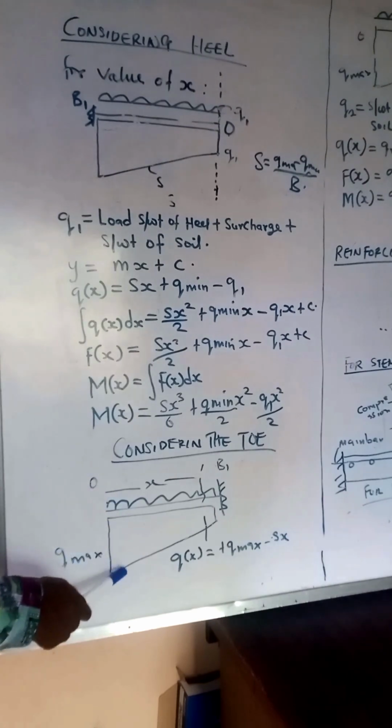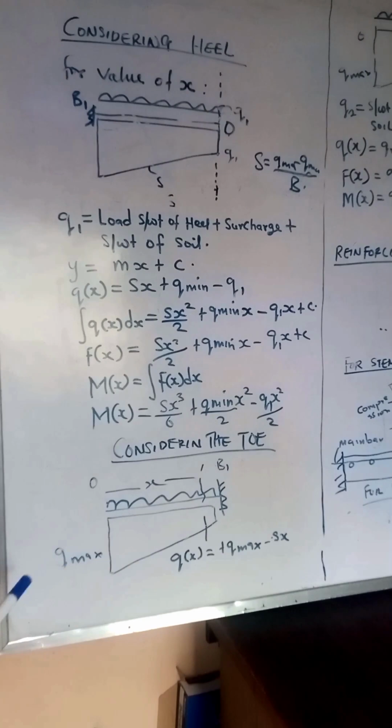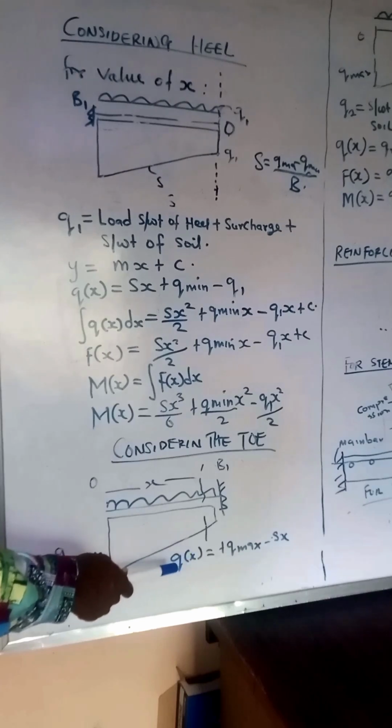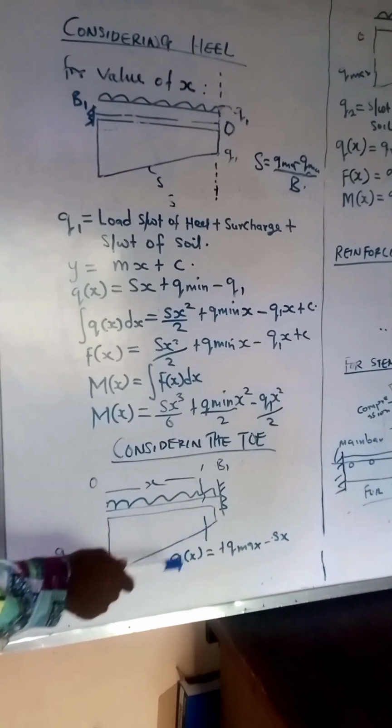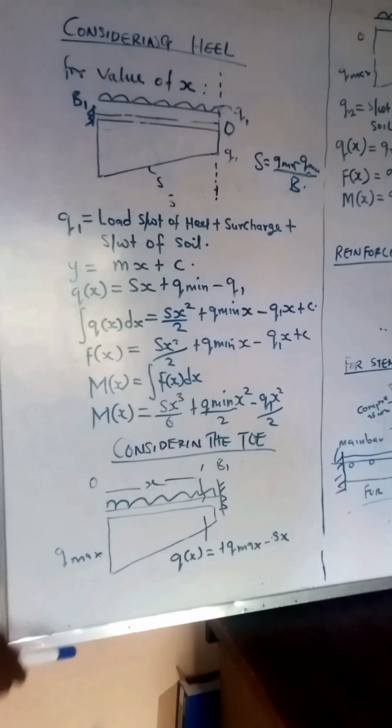Now our slope is moving this way, because when you subtract the minimum from the maximum, you have a negative value. So we're going to have our m, which represents the slope in x, to be negative. So the load function q(x) is equal to q maximum minus the slope times x, then minus the self-weight of soil on the passive zone, as well as that of the toe.